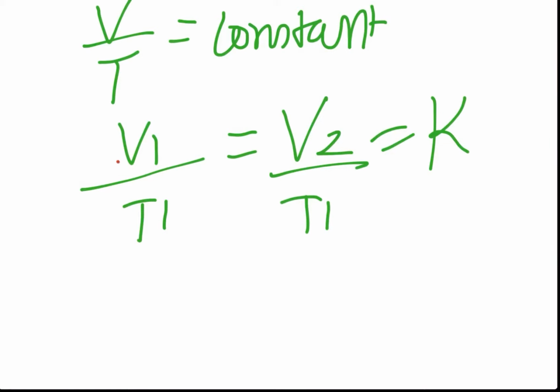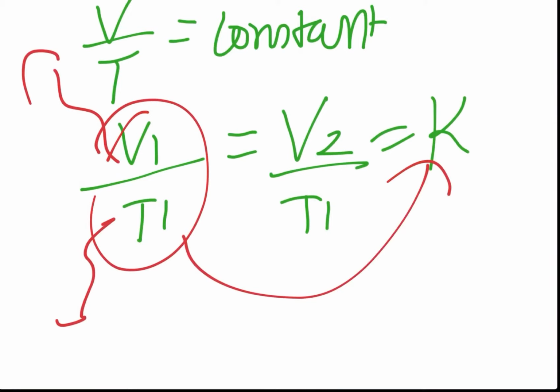Individually they may change, so this may change, but this will always be a constant, is what Charles law states. Alright, that's your mathematical expression. The value of this constant depends on all parameters of a gas. Okay, so this was your Charles law.